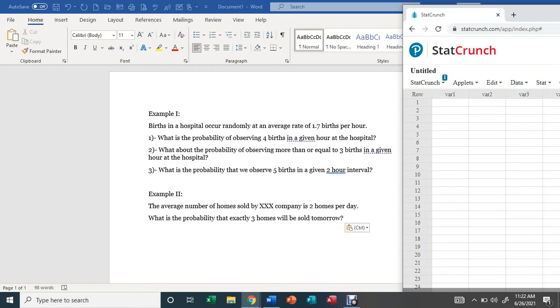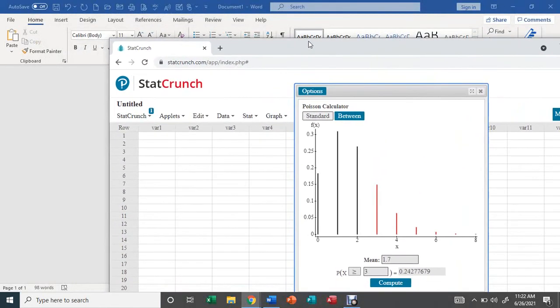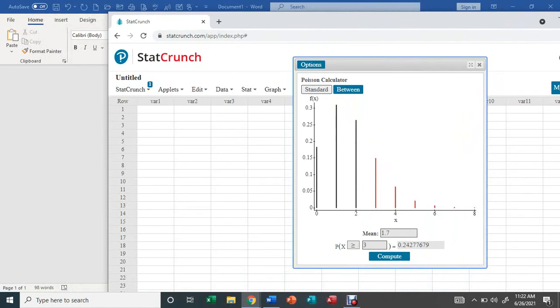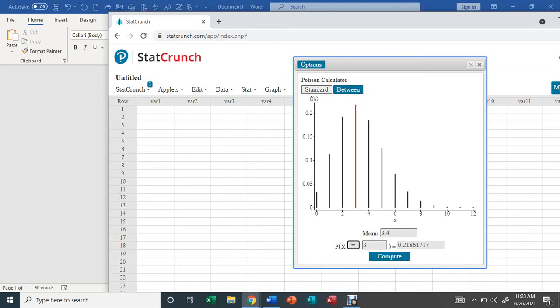So now we go to StatCrunch again. We will change the mean to 3.4 because we have a 2 hour interval, and here we do exactly 5. There you go. So it's about a 22% chance that exactly 5 births will happen in 2 hours.